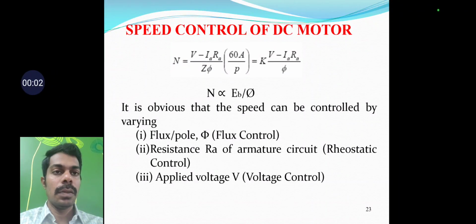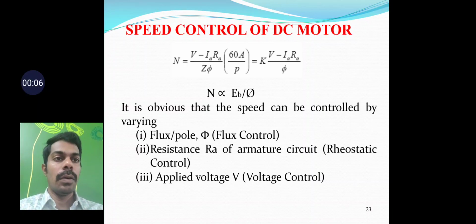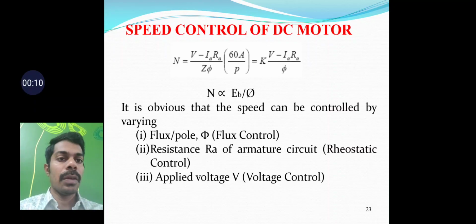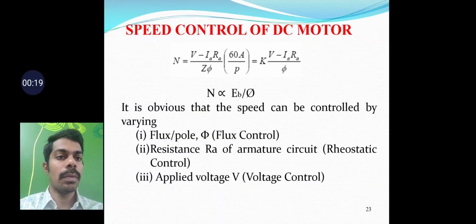Hi everyone, in this video we are going to see about the speed control of DC motor. The speed control is the essential one for the DC motor. For this we can start from the equation that N is directly proportional to Eb by flux, that is, speed is directly proportional to back EMF and inversely proportional to flux.